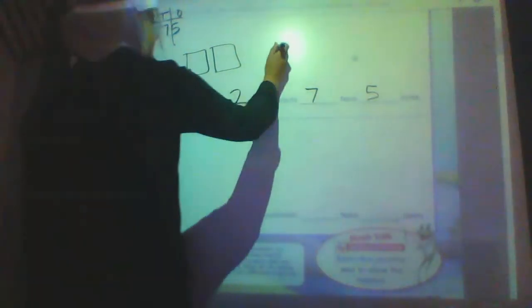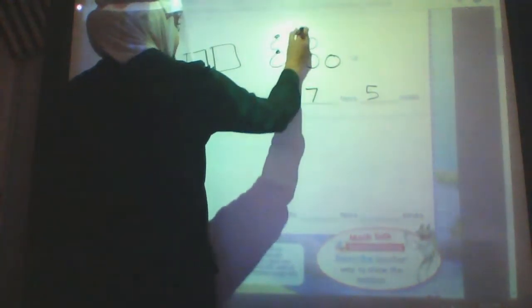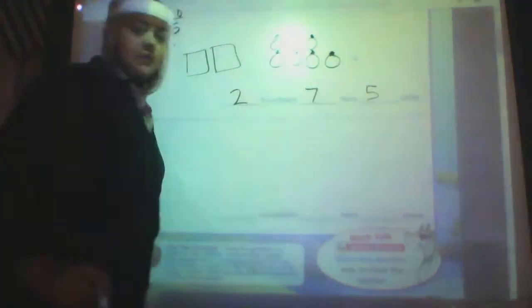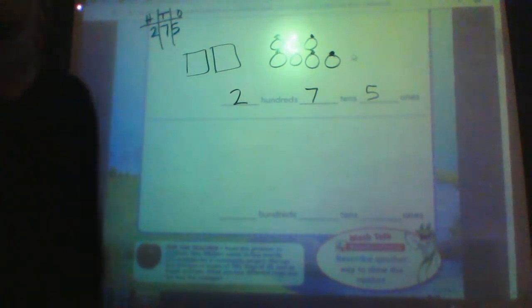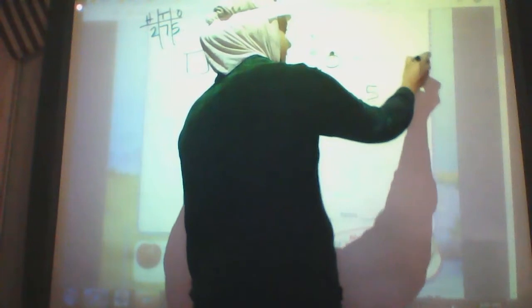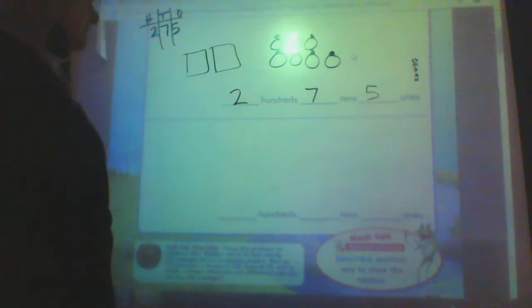7 bags look like this. 1, 2, 3, 4, 5, 6, 7. Maybe you can draw something on top of that to make it look like a bag. Okay. And how many little oranges, just small oranges, will they have to buy? 5. So these are my small oranges. 1, 2, 3, 4, 5. What's my number? 275.